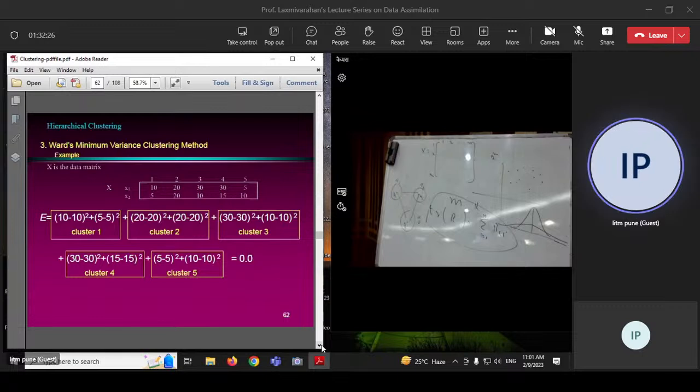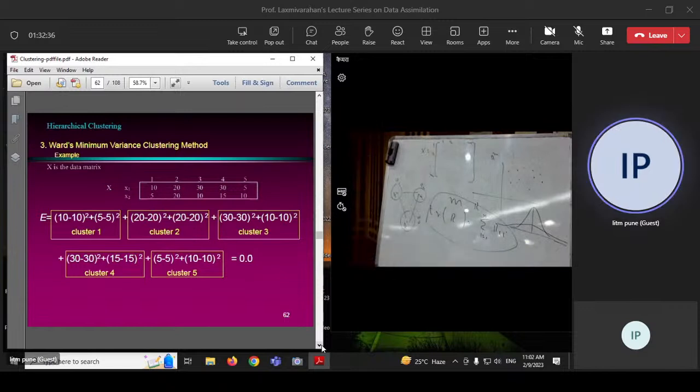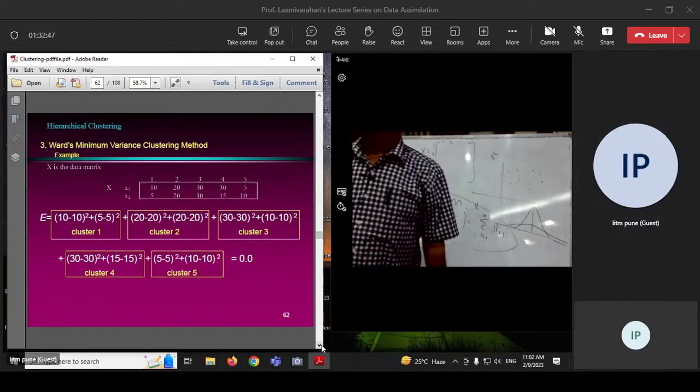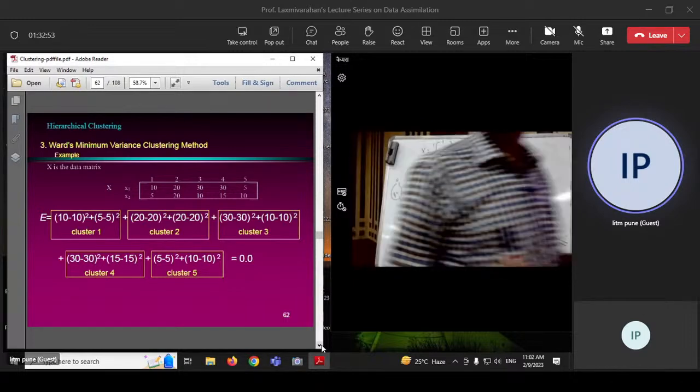Everybody with me, please? That's the basic philosophy in clustering. There is a second class of method for hierarchical clustering that tries to exploit this property, and that's called Ward's algorithm, Ward's minimum variance clustering method. That's what I'm going to talk about now. Now, do you see philosophically there is a difference?